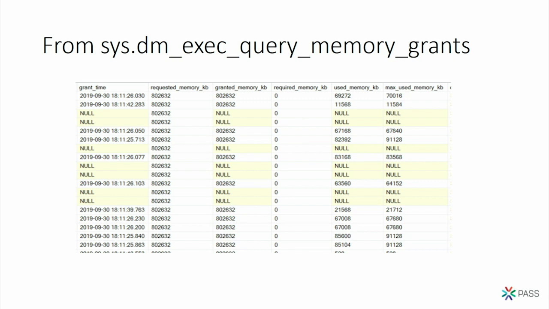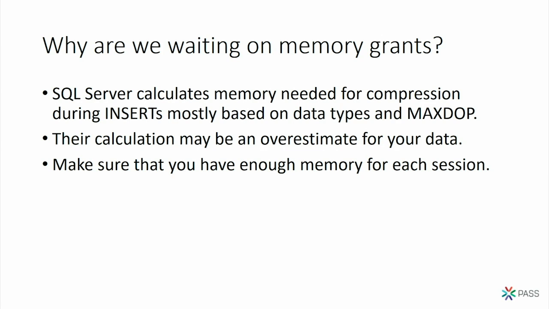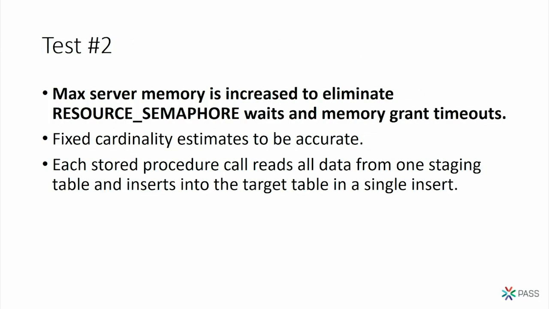So why did this happen? This happened because I had a VM problem. Max server memory was set way too low. SQL Server didn't have enough memory to support my concurrency. Queries ended up waiting. OK? This might happen for other reasons too. So when SQL Server is doing Columnstore inserts, it has to estimate the memory grant needed. That's based off of the data types and a few other things. Those estimates can be significantly more than is actually needed. But here, I've just got a configuration problem. So I'm going to raise max server memory to see if that helps. It did help.